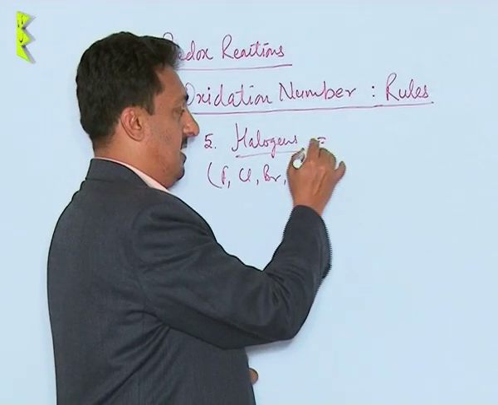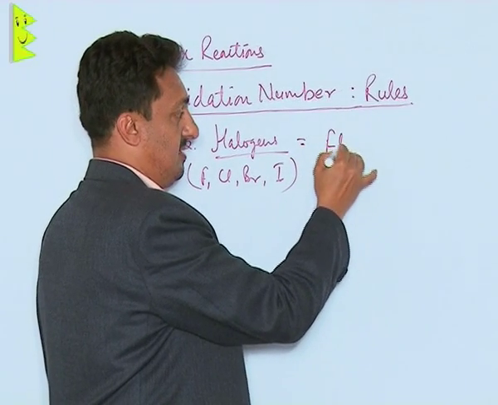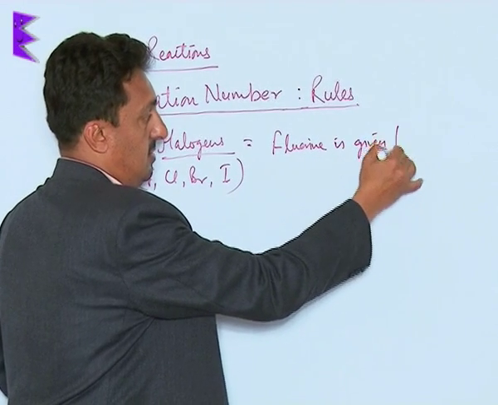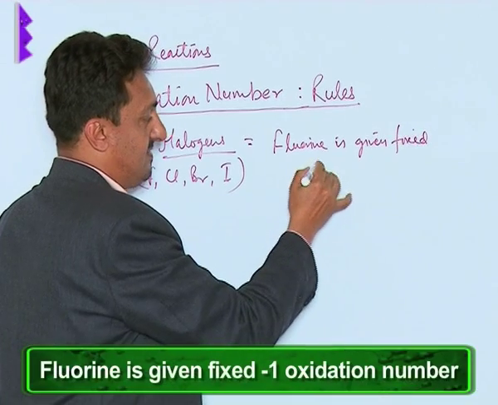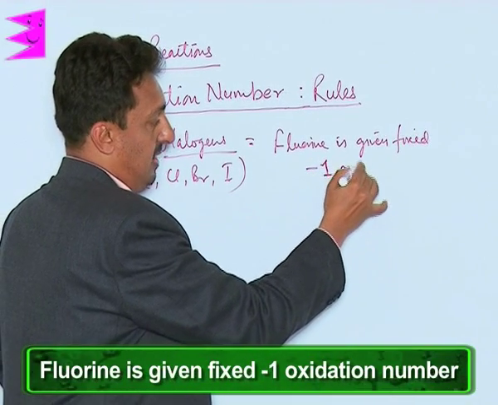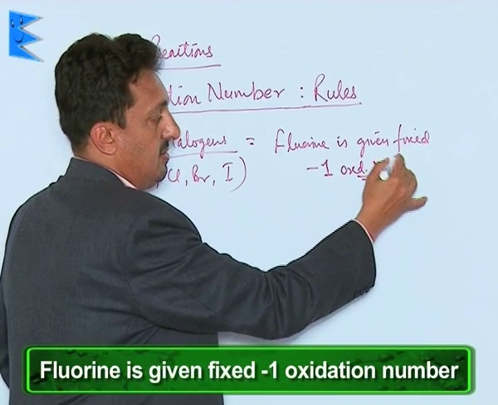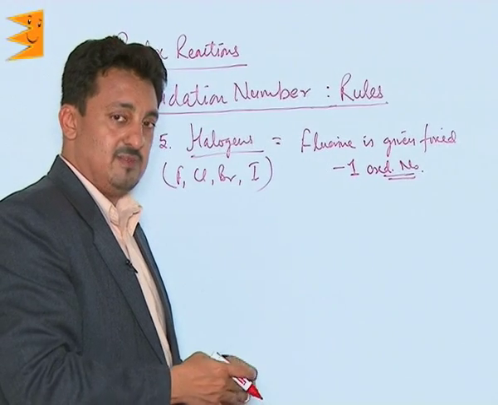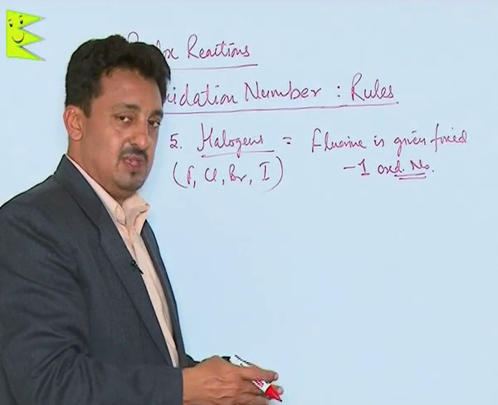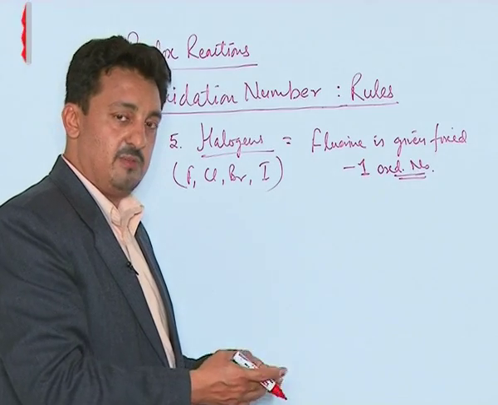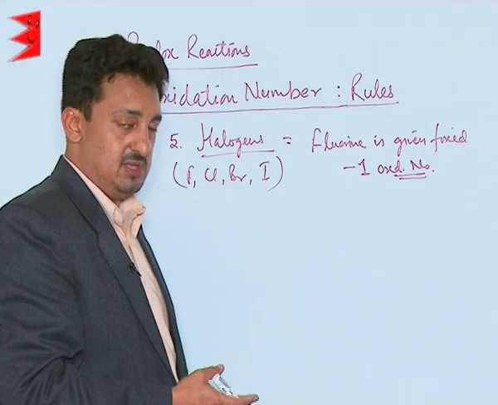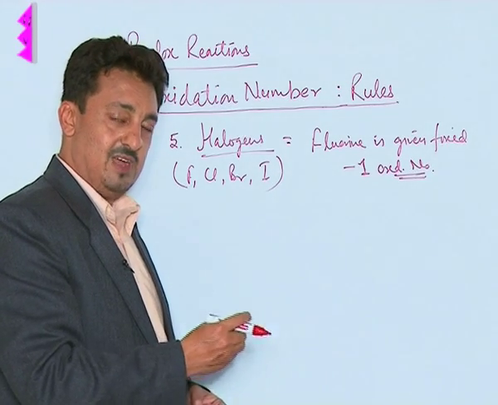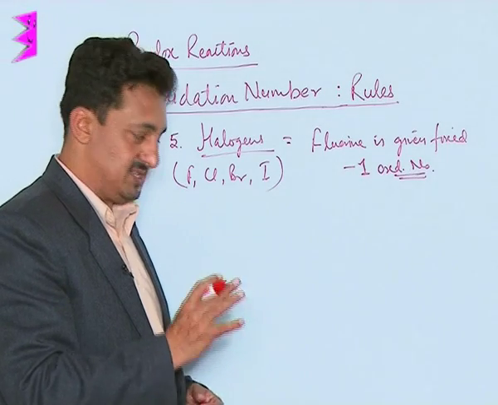So remember, fluorine is given a fixed -1 oxidation number. This is fixed because it never shows any other state, positive or otherwise, except -1, or whenever it is present in the form of the F2 molecule, then it is given a 0 state. Otherwise, since it is the most electronegative substance, it is always given -1 state or number.